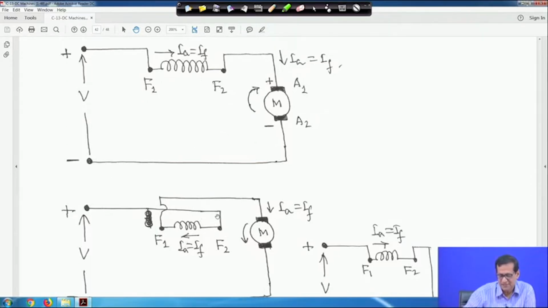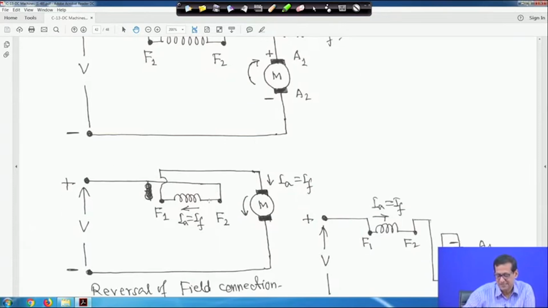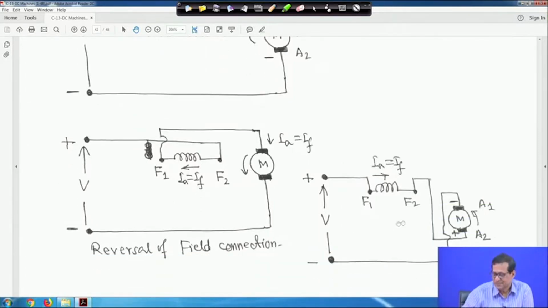So this way the direction of rotation can be changed. Here it is showing clockwise, here the direction is showing anti-clockwise, because you are reversing the direction of the field current. Similarly, if you reverse the direction of the armature current in this case, then the machine will rotate in the reverse direction, but if you reverse both, then it will rotate in the same direction. If you interchange the polarity of the supply line also, the machine will rotate in the same direction, right.